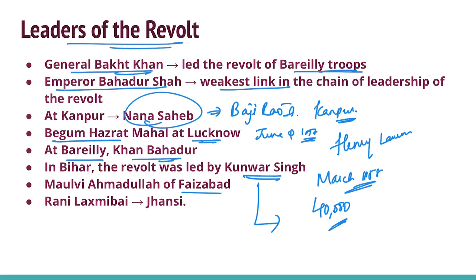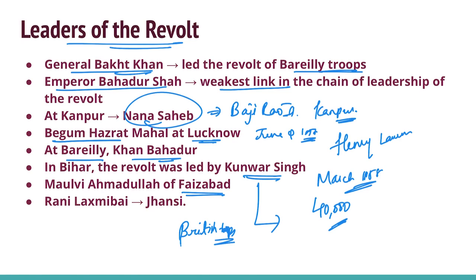Maulvi Ahmadullah of Faizabad was another outstanding leader of the revolt. He was a native of Madras, and he moved to Faizabad in the north, where he fought a stiff battle against British troops. He emerged as one of the revolt's acknowledged leaders once it broke out in Awadh in May 1857.